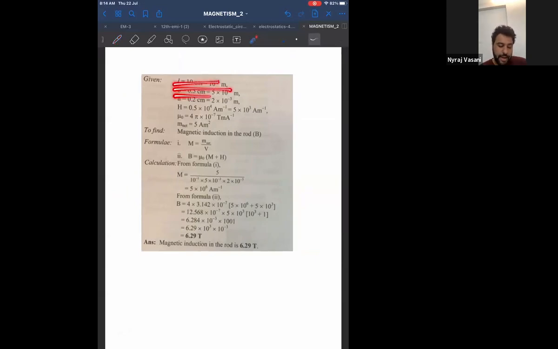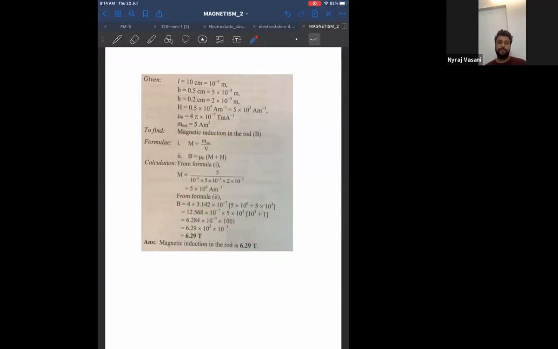Length, breadth, height is given. Therefore, can I say I can find the volume? Correct. Then, ampere per meter was given, so can I say H is given? I told you in the question, ampere per meter means H is given. Mu naught, you know the value, and magnetic moment is given. Now, read this, not this. Read this and tell me what you understand, or do you understand what is asked?